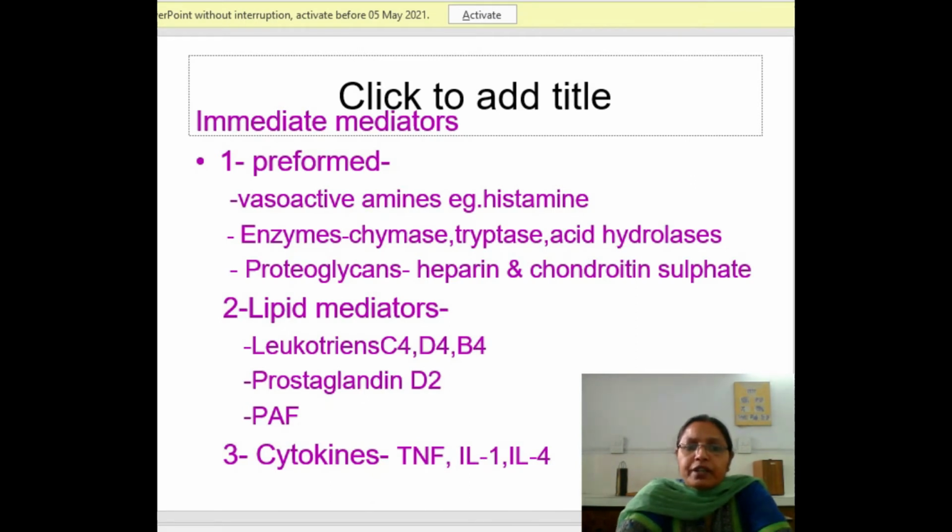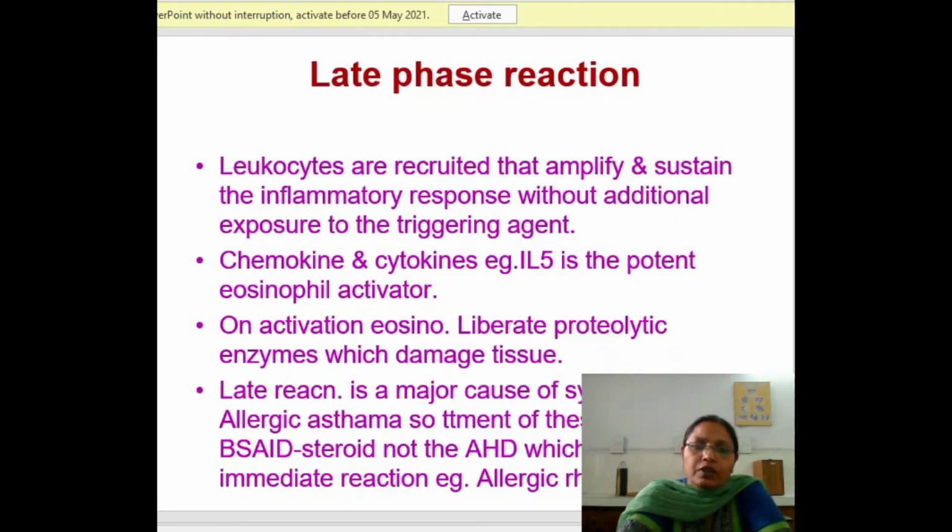So immediate mediators, what are they? They are the preformed vasoactive amines, histamine, certain enzymes like chymase, tryptase, acid hydrolases, and certain proteoglycans like heparin and chondroitin sulfate. The lipid mediators are leukotriene C4, D4, B4, prostaglandin D2 and platelet activating factor. Late cytokines are like TNF, tumor necrosis factor, interleukin 1 and interleukin 4. In the late phase, more and more neutrophils, leukocytes or eosinophils come and are recruited, which amplify and sustain the inflammatory response without additional exposure to the triggering agent.